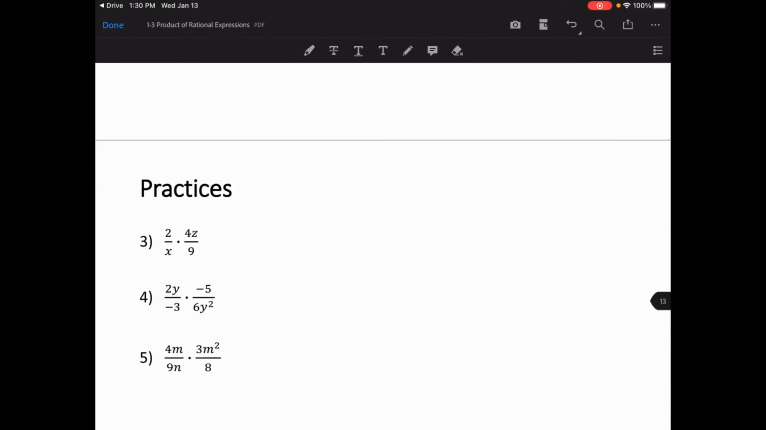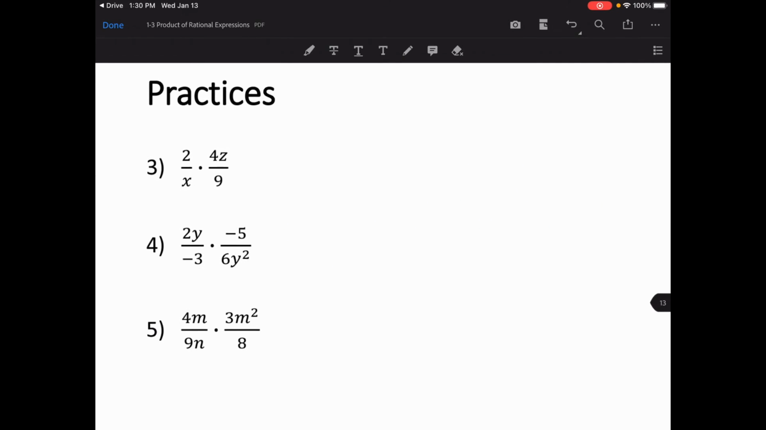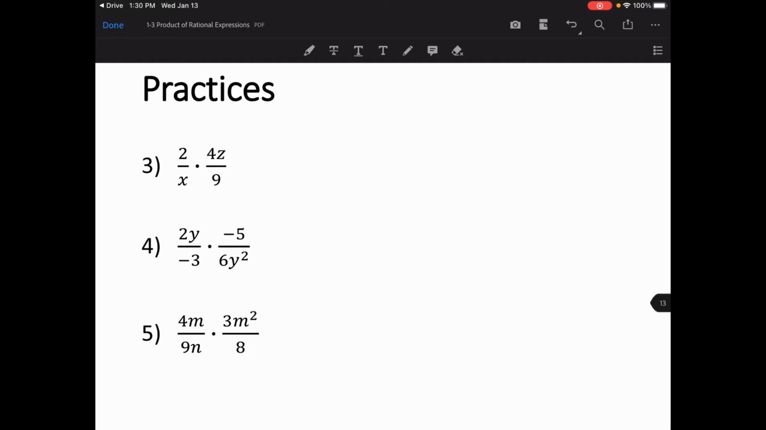Alright, next I want you guys to work on these 3 practices. Same thing: multiply these, find the product of these rational expressions, and once you get an answer, we're going to go over it real quick. So go ahead and work on it right now.